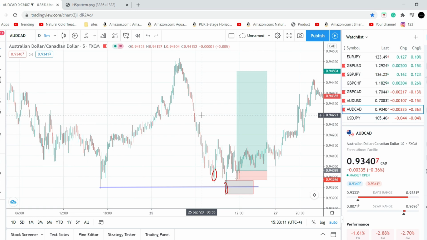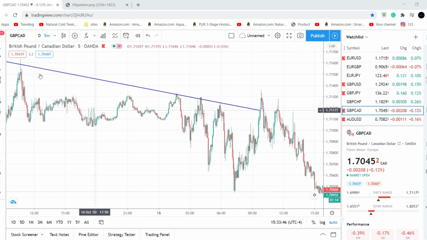Let me show you guys the regular head and shoulders pattern, because I know some of you guys are going to say, hey, this is the inverse head and shoulders. Does the regular head and shoulders work the same way? Yes. So let me show you guys some examples. Okay, so we are here at the 5-minute chart.